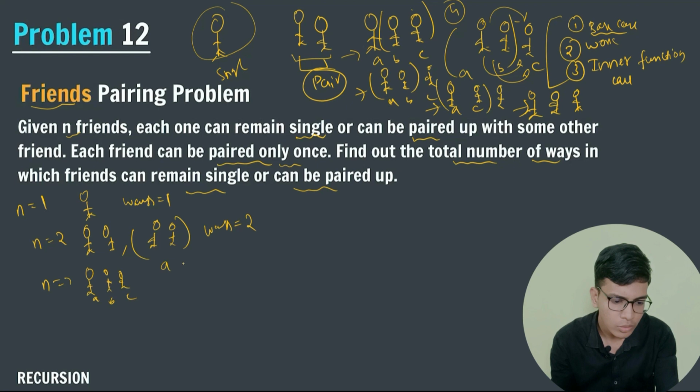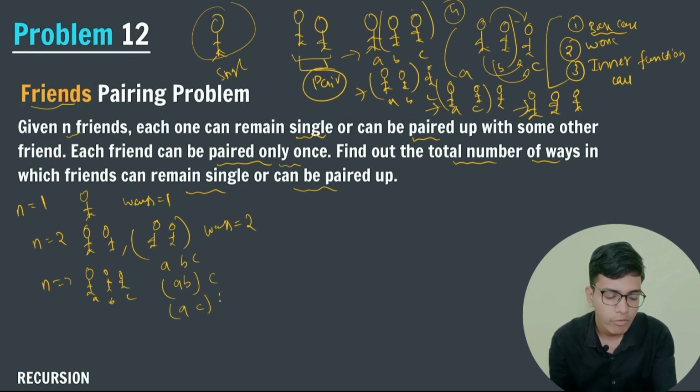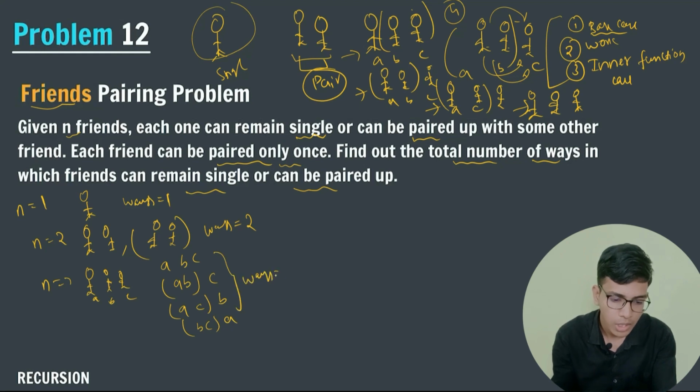Like three friends, A, B, C, all three of them want to be single. This is one way. Or A, B form a pair and C will remain single, or A, C will form a pair and B will remain single, or B, C will form a pair and A will remain single. So the number of ways that can be possible is 4 here.